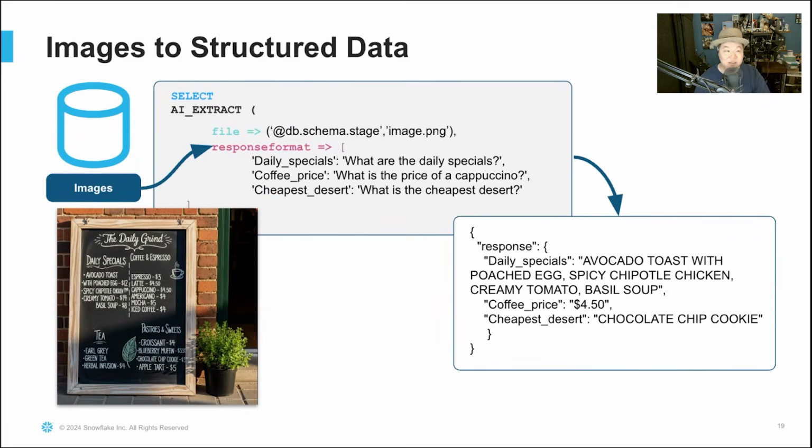Additionally, I talked about images. You can actually provide an image to AI Extract and pull out the details from there. So here I have an image of the chalkboarded menu that this restaurant has, and then plot the daily specials, get the coffee price, and figure out what the cheapest dessert is, all with a SQL statement, which is beyond nuts in my opinion.